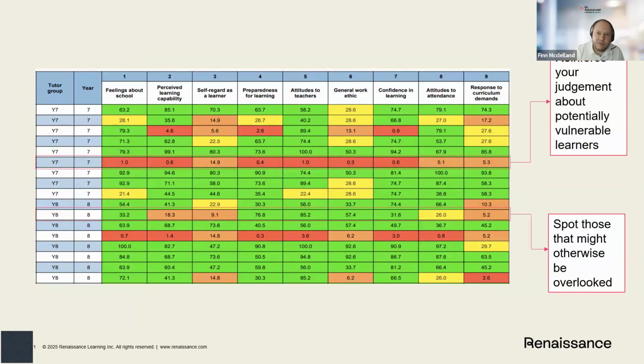And again, the RAG color coding system really does draw your eye to the pupils who have responded negatively to the factors. But crucially, for the students where it's a better, more positive picture, there may still be 1 or 2 factors where they feel less positive, which could have a crucial impact on how they're doing in school. So it really does allow you to look at each pupil individually and really gain those crucial insights into how they feel about themselves and how they feel about the school.